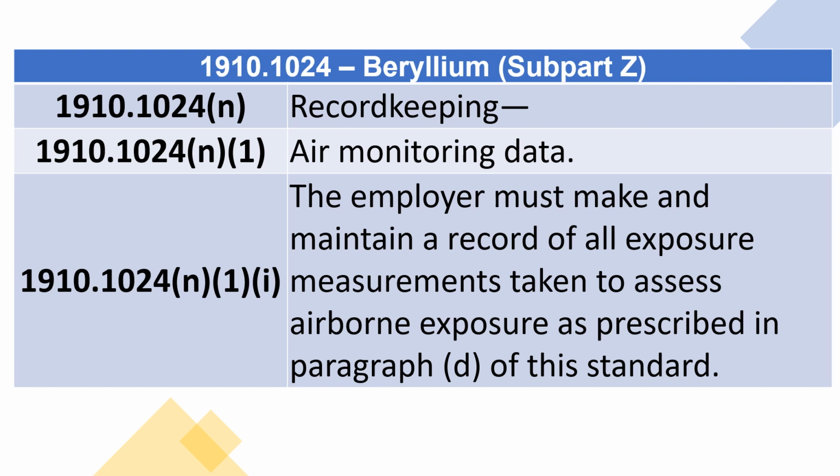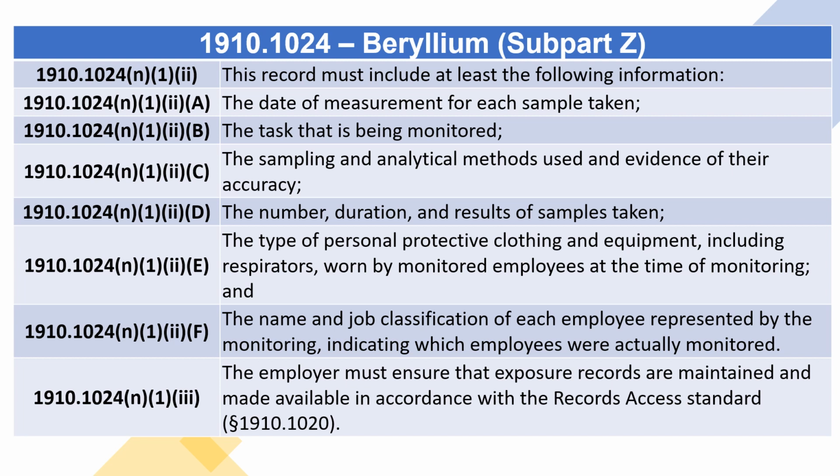1910.1024 N. Recordkeeping. 1910.1024 N1 Air monitoring data. 1. The employer must make and maintain a record of all exposure measurements taken to assess airborne exposure as prescribed in paragraph D of this standard. 2. This record must include at least the following information.